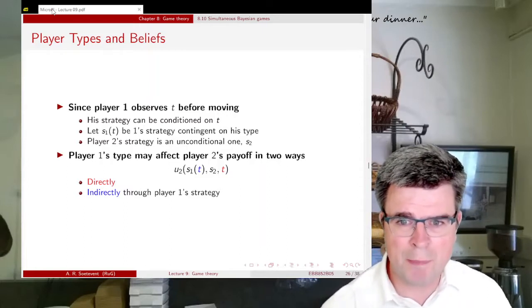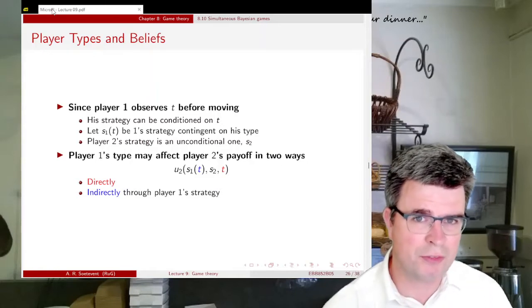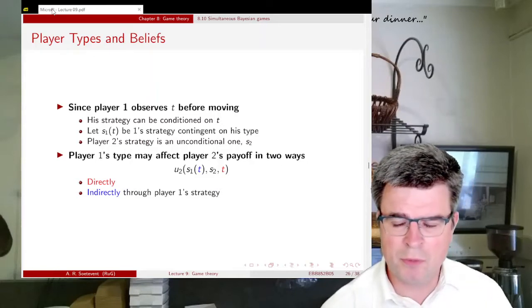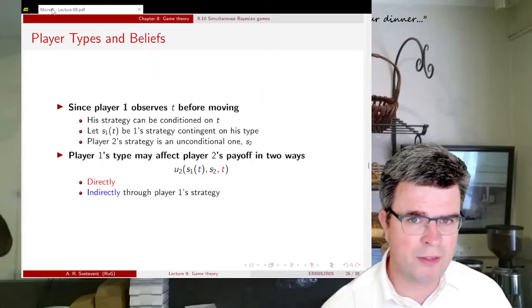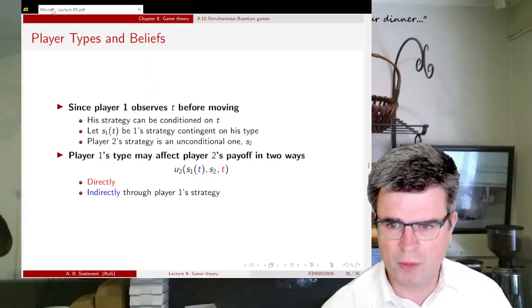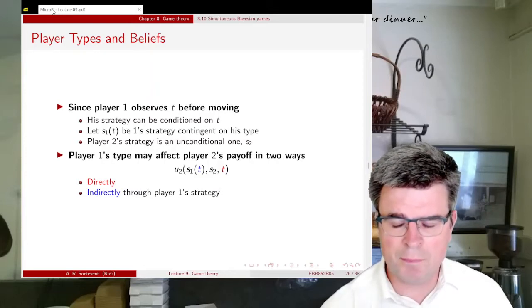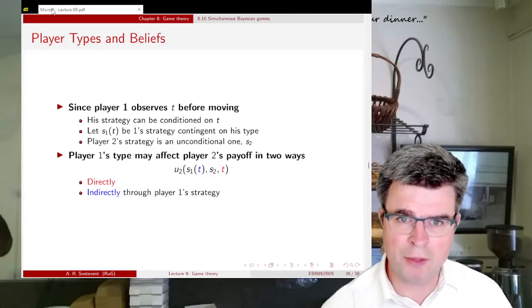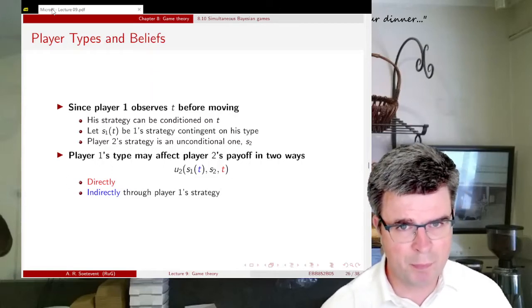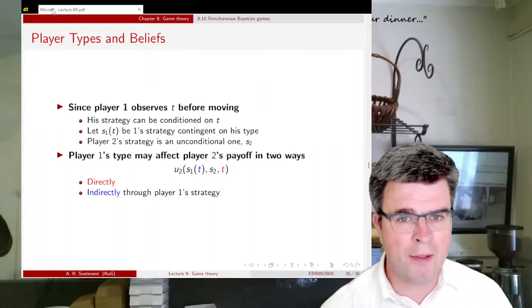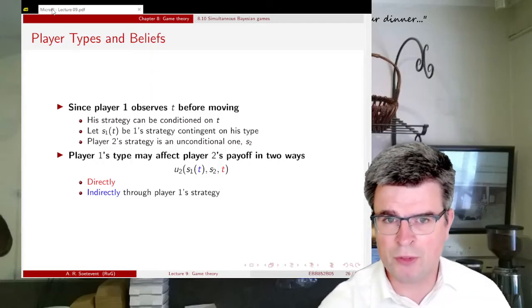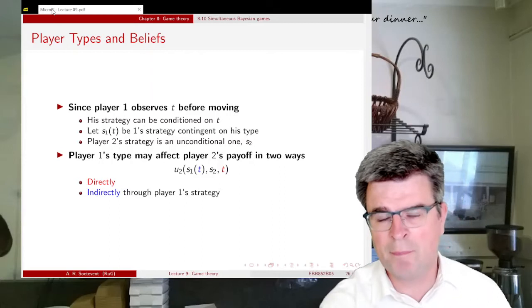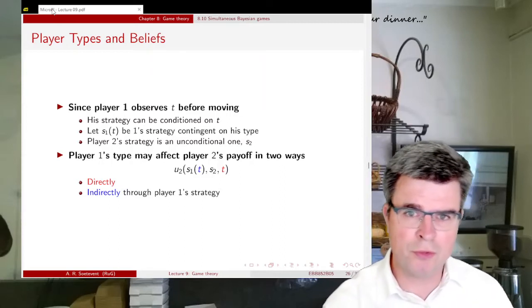player 1 observes the type before he moves, so he can condition his strategy on his type. We denote the strategy of player 1 as a function of his type, S1(t). Player 2's strategy is an unconditional strategy. The type of player 1 may affect the payoff of player 2 in two ways. In a direct way, because he's of a certain type, and also in an indirect way, because being of a certain type influences the strategy of player 1, and that in turn impacts the payoff to player 2.